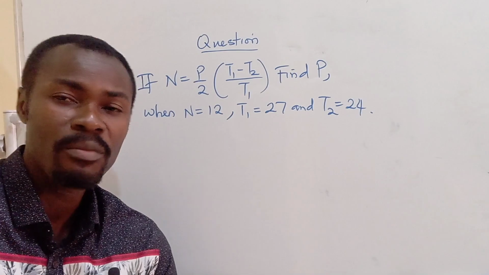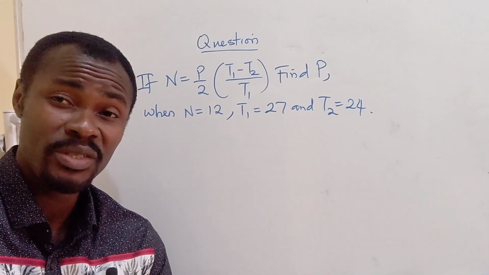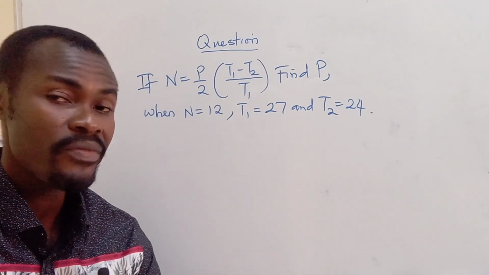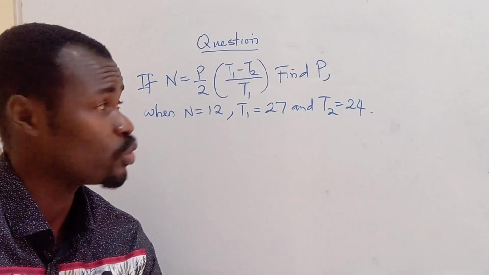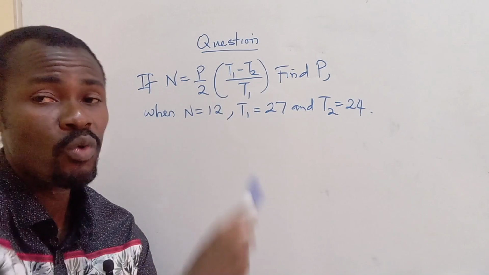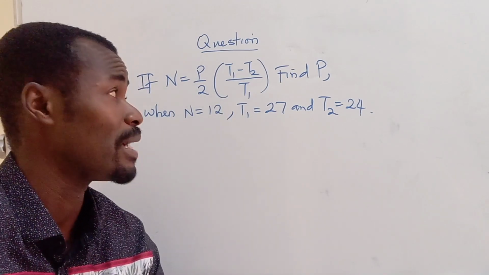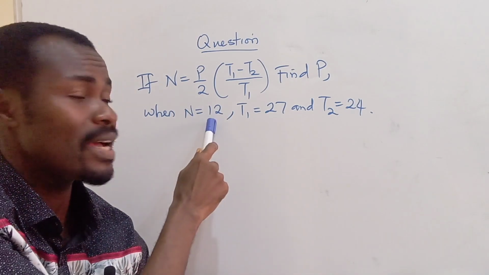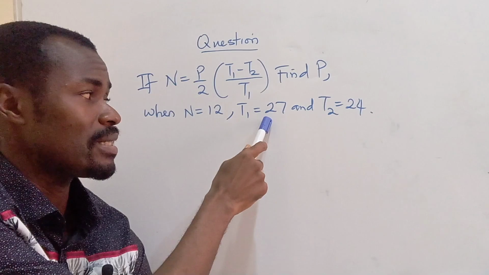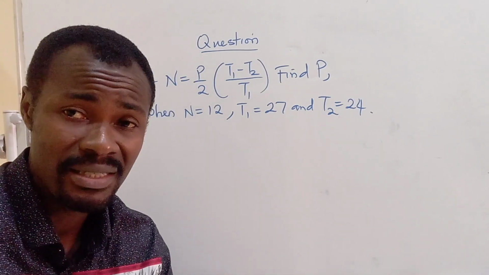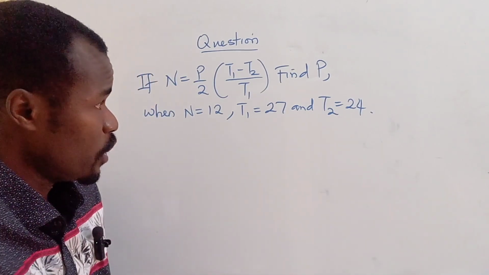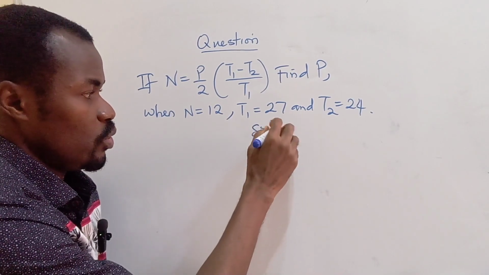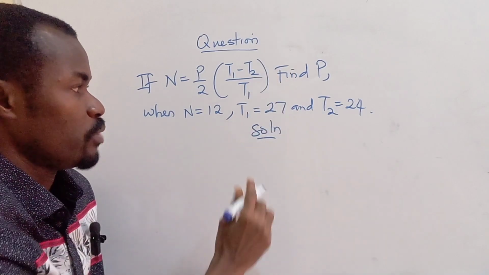So today we have a problem on the board on substitution. The equation says n equals p over 2, in bracket t1 minus t2, all divided by t1. We should find p when n is 12, t1 is 27, and t2 is 24. All we need to do is substitute into this expression.